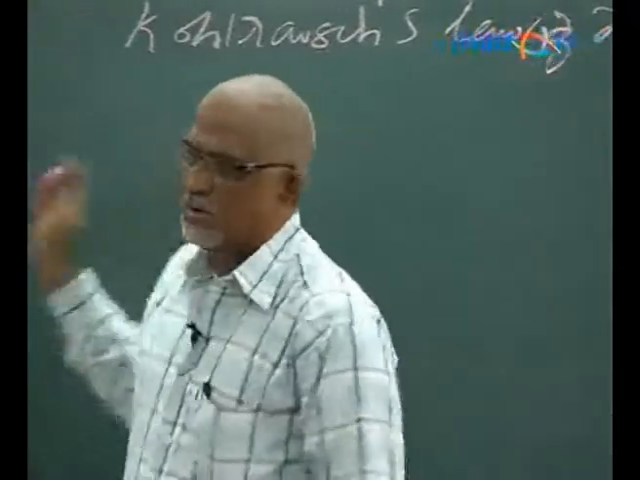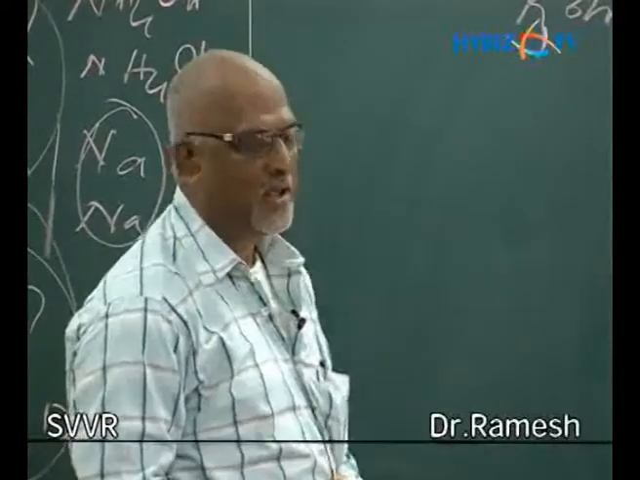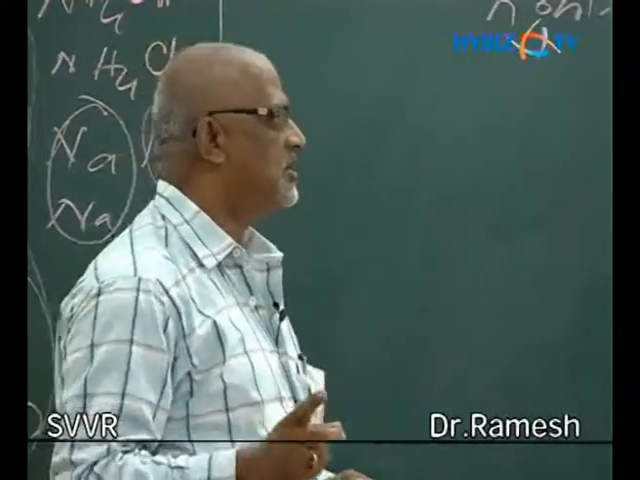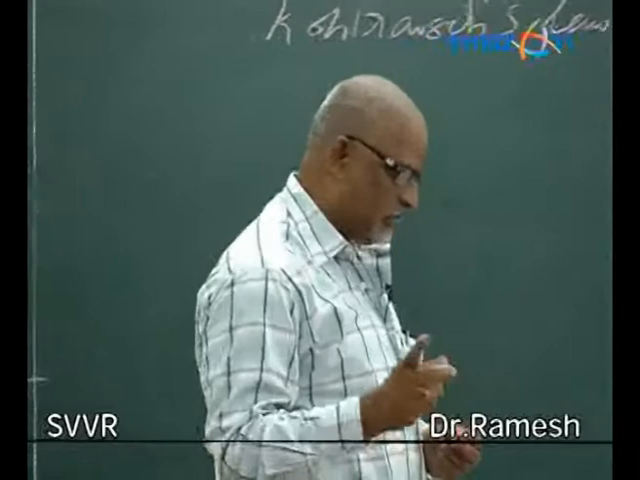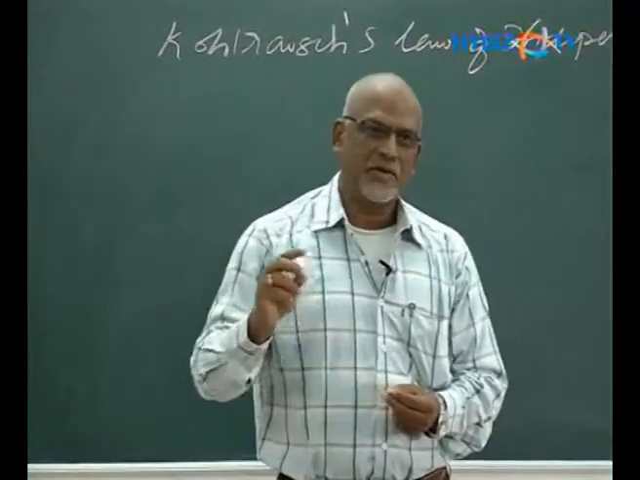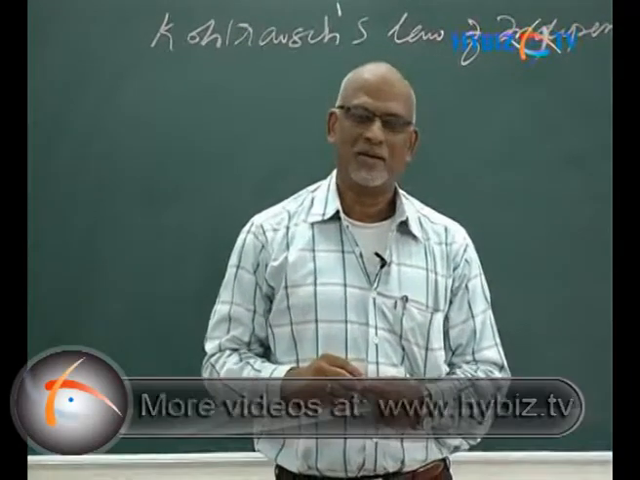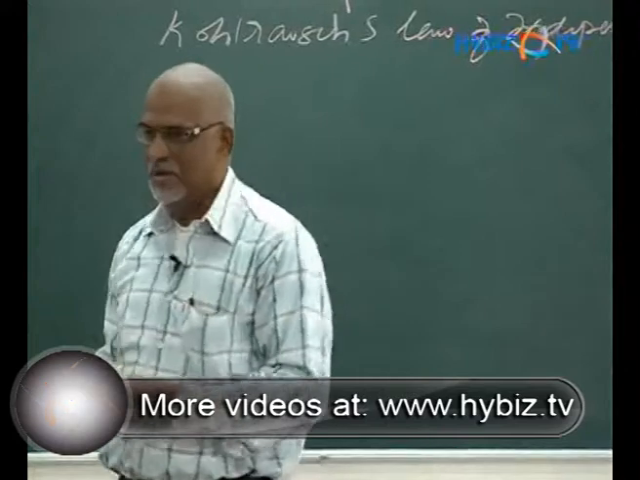So this is the topic we will be doing today, and that's Kohlrausch's law of independent migration of ions. So what is its significance and how and where it is used, you will know after some time. But then, electrolytes are classified into two. One is strong and another is weak. So what happens to strong and what happens to weak?